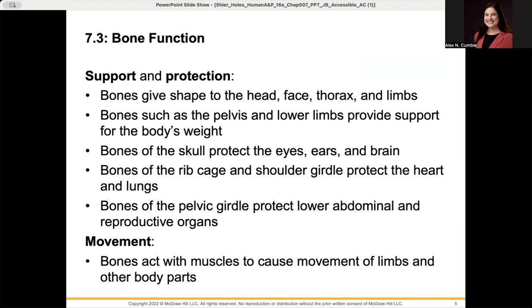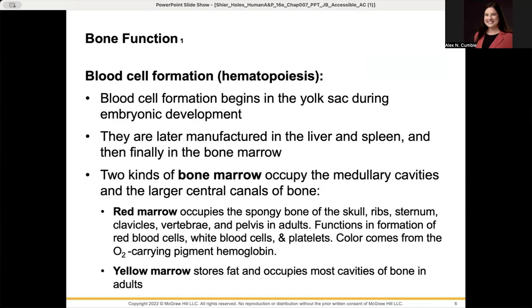So, for some of the functions of bones, and I think we pretty much know this first slide probably fairly well, they support and provide protection. They aid in movement, so they help us move our muscles, which we'll be learning about in the other chapter. Blood cell formation is something you may or may not be familiar with as a function of bones.